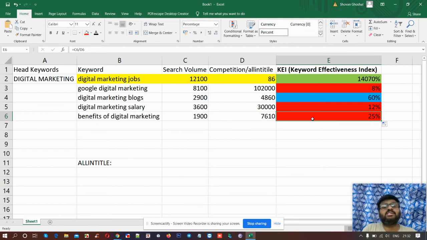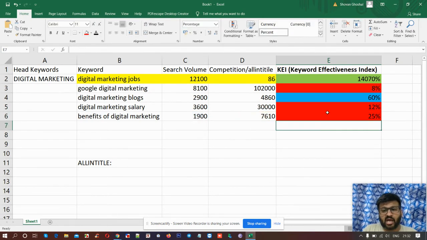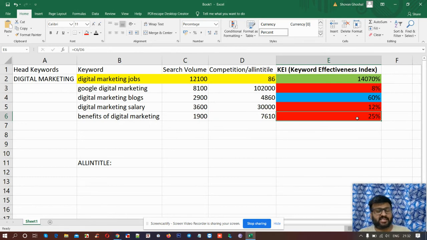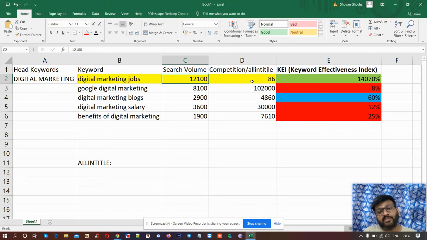Next come to KEI. For that I'm using a simple formula, that is equal to search volume divided by competition, or allintitle, and press enter. Now the KEI is 25%. What we can understand is we will have to work on the KEI according to more search in comparison with low competition. That's why this keyword is more effective, because here the search volume is 12,100 and the competition is only 86.